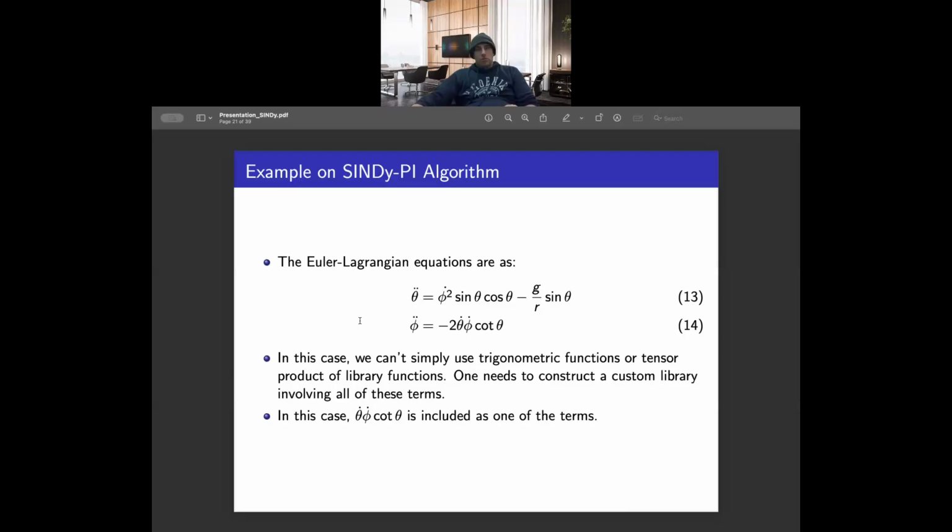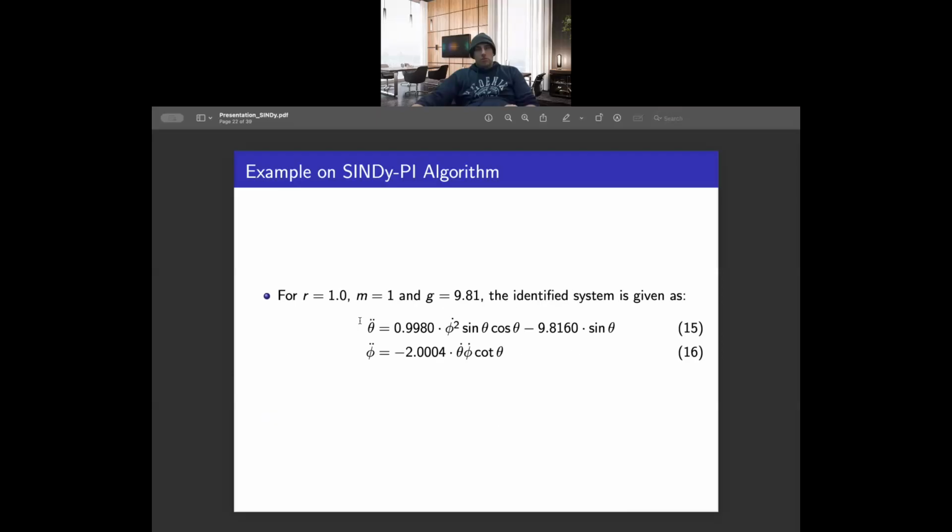This was after fixing the parameters, keeping the radius as 1, m as 1, and g as 9.81. I haven't included the units here; these are just the acceleration, mass, and the radius. And in equations 15 and 16, you can see the dynamics which were captured by the SINDy-PI algorithm that we had.